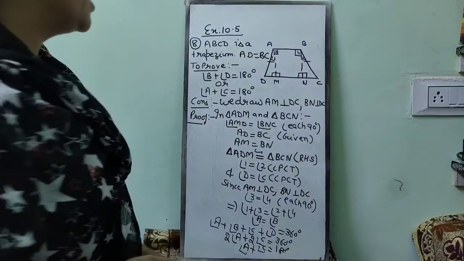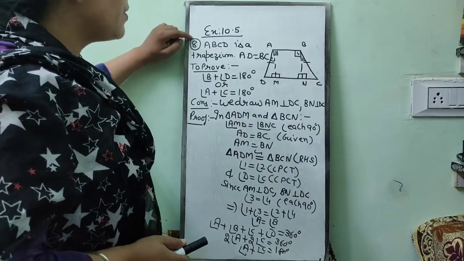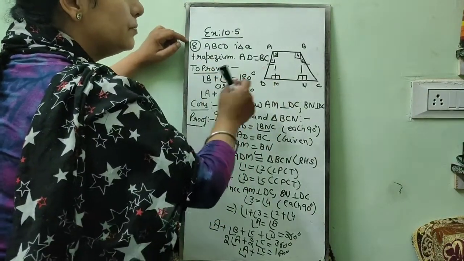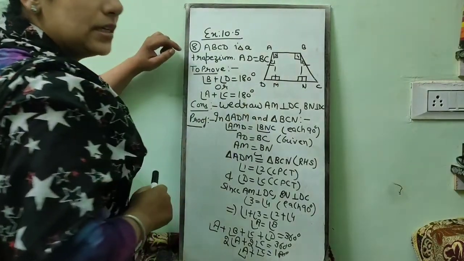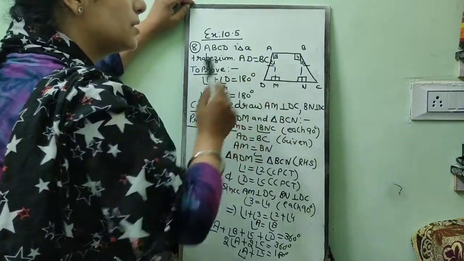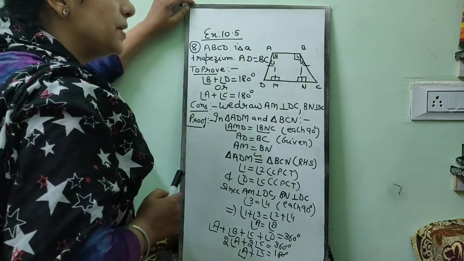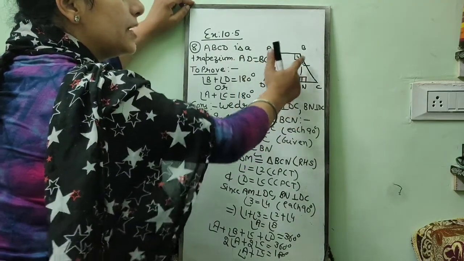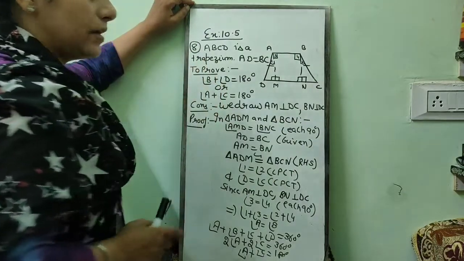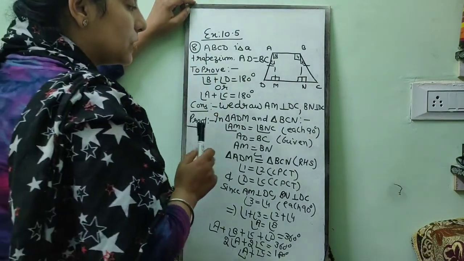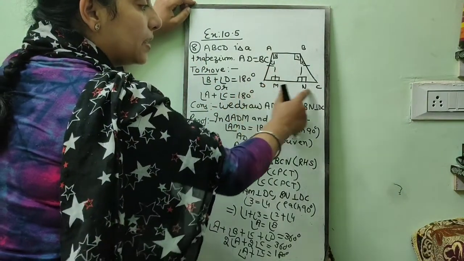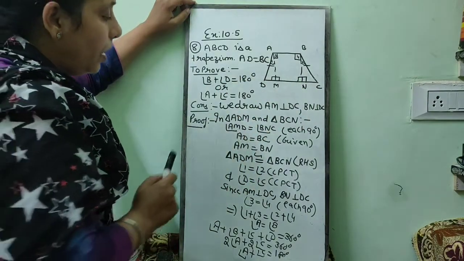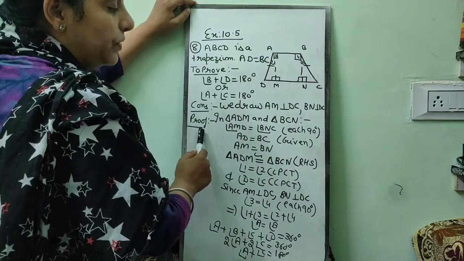Yes students, now we are going to discuss exercise 10.5 sum number 8. In this sum, ABCD is a trapezium in which AD is equal to BC. You need to prove that this trapezium is cyclic. When will this trapezium be cyclic? If angle A plus C is 180 or angle B plus D is 180. We will do the construction. We draw AM perpendicular to DC and BN perpendicular to DC. Clear?